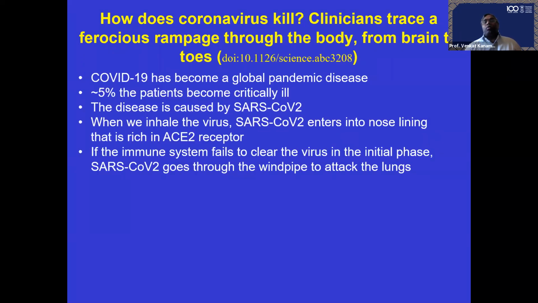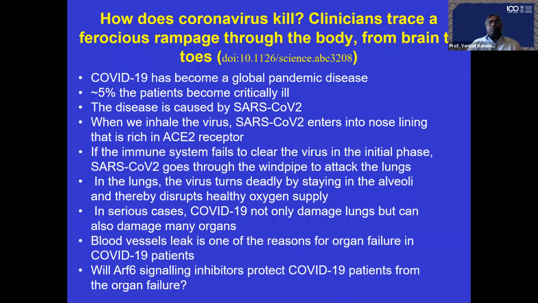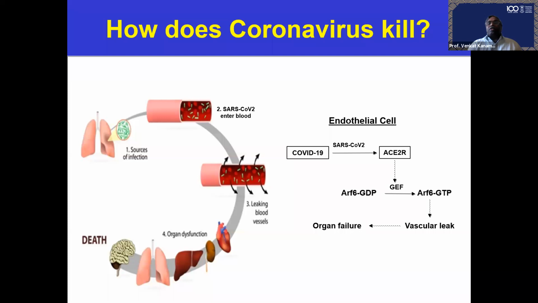I'm not going to go into too much detail about COVID because you already know a lot about it. But I just want to highlight here that COVID-19 not only damages lungs, but can also damage many organs. And one way it might be causing organ failure is through blood vessel leakage. So we want to know whether we can use the same pathway proposed for bacterial sepsis for studying COVID-19 mediated organ failure. So we just proposed here.